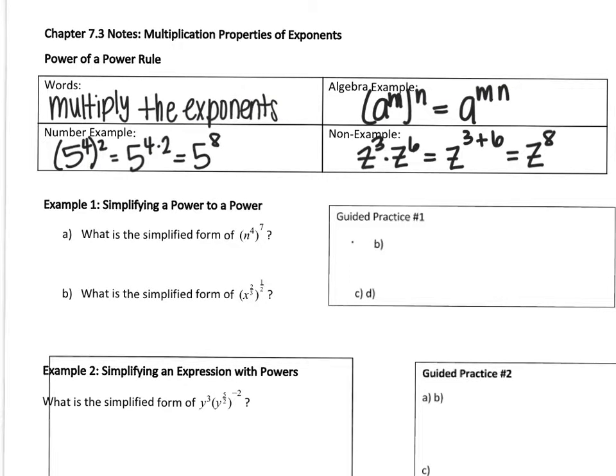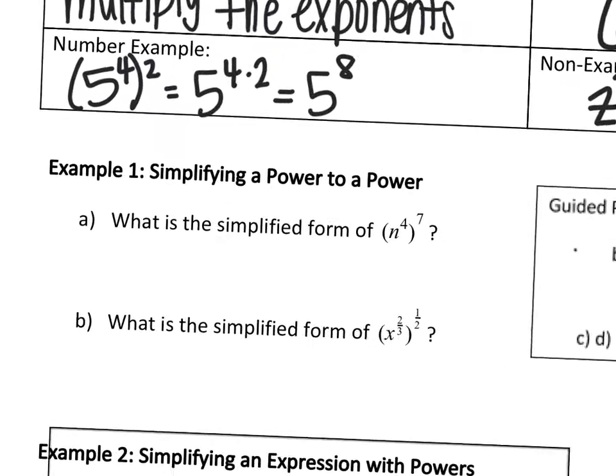7.3 notes. We're going to do more multiplication properties of exponents. So, example, you can pause it and fill in your chart at the top for me. But what we're going to do is the power of the power rule first, and for that one you multiply the exponents.